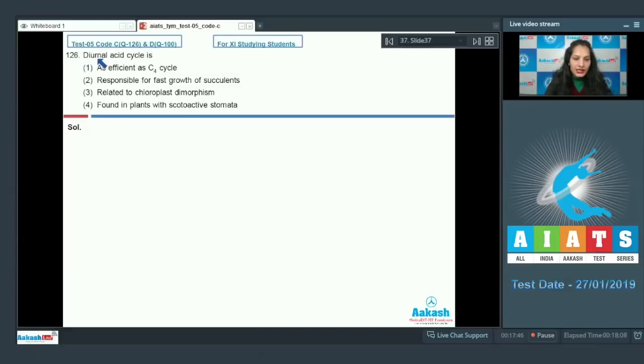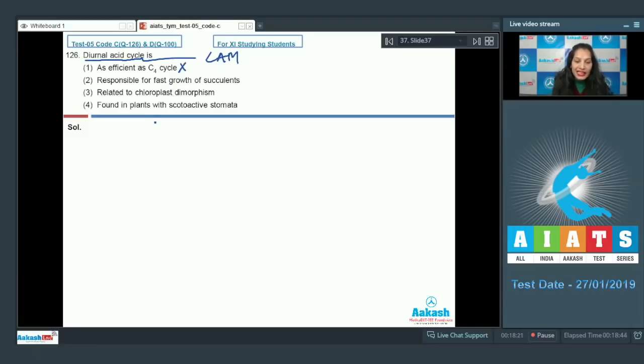Question number 126. Diurnal acid cycle is, first option, as efficient as C4 cycle, second, responsible for fast growth of succulents, third, related to chloroplast dimorphism, fourth, found in plants with scotoactive stomata. Diurnal acid cycle is CAM cycle, crassulacean acid metabolism cycle, which is seen in succulent plants. So this CAM cycle is as efficient as C4 cycle?